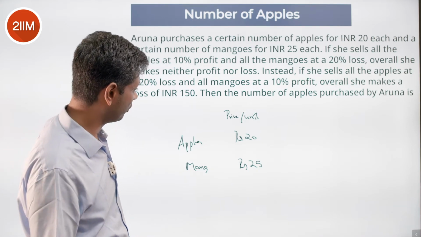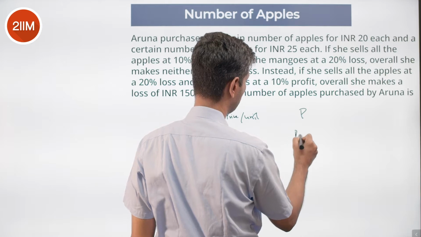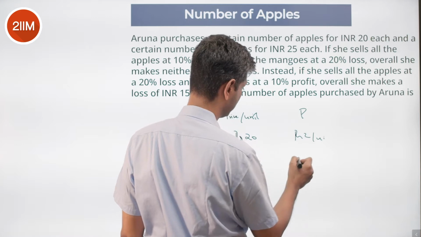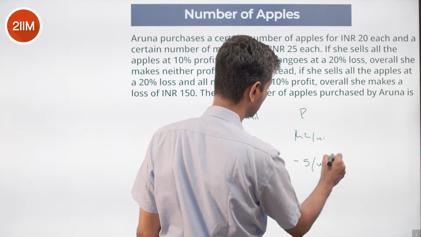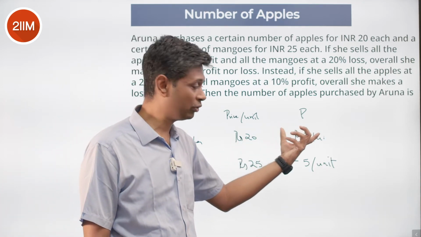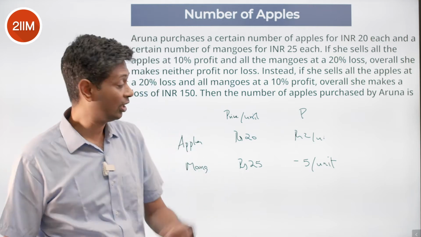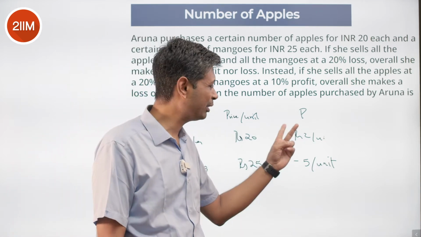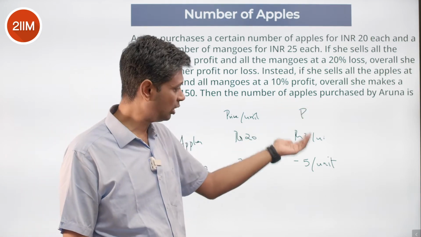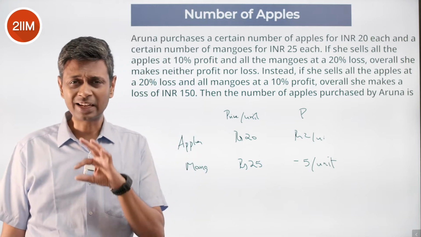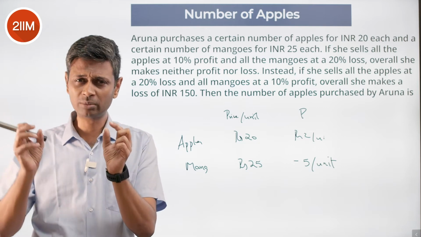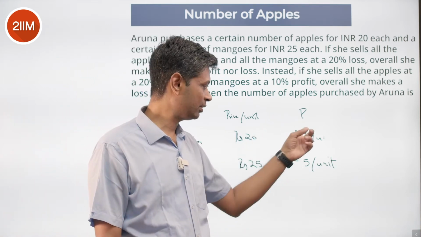All the apples at a 10% profit, rupees 2 per unit. Mangoes at a 20% loss, 20% of this is minus 5 per unit. And she makes no profit, no loss. That means the profit from all the apples offsets the loss from all the mangoes. On each apple she makes 2 rupees profit. Here she makes 5 rupees loss. 2 into the number of apples will be equal to 5 into the number of mangoes, or the number of units is in the ratio 5:2. Per unit it is 2 and minus 5. Whatever she makes here is offset here.